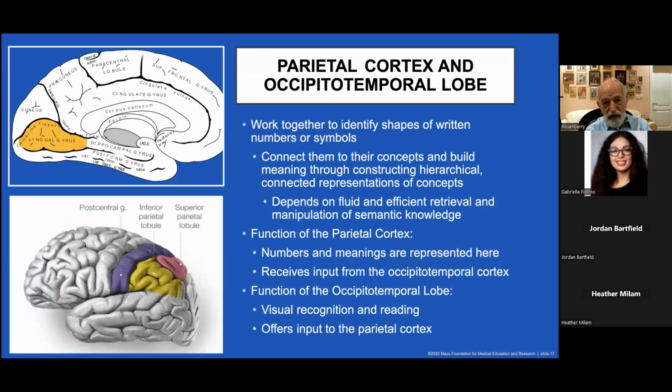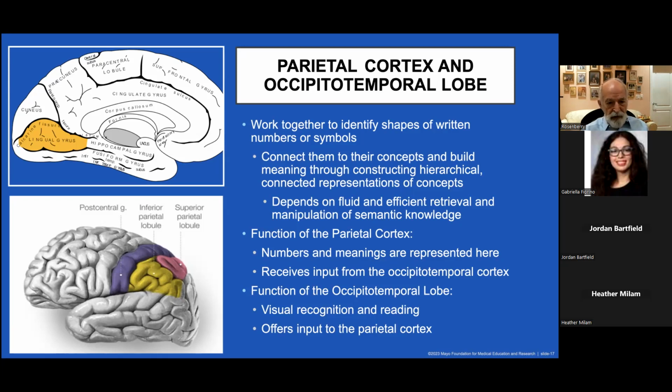The parietal cortex and occipitotemporal lobe work together to identify shapes of written numbers or symbols. They connect them to their concepts and build meaning through constructing hierarchical connected representations of concepts. So you have multiple hierarchies that each represent a particular visual field, and the fields depend on fluid and efficient retrieval and manipulation of semantic knowledge.